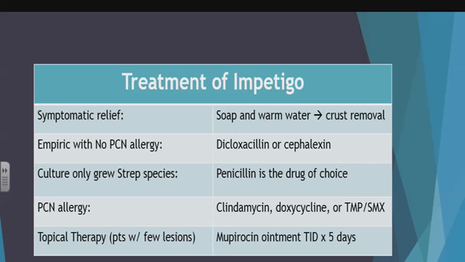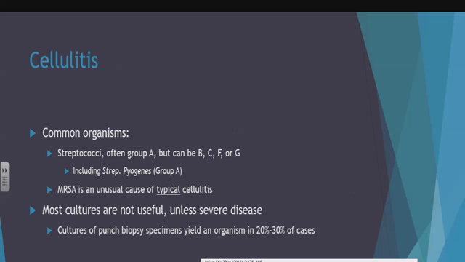Okay, moving on to cellulitis. The common organisms we're going to see in cellulitis include streptococci, and often it's group A strep, but it could be group B, C, F, or G. So we're going with a whole bunch of different types of streptococci.